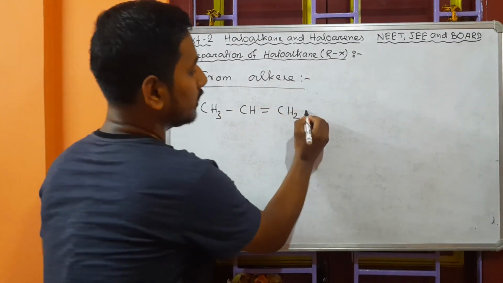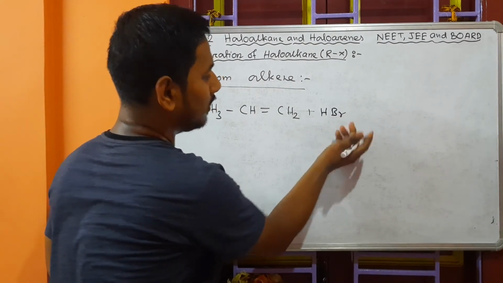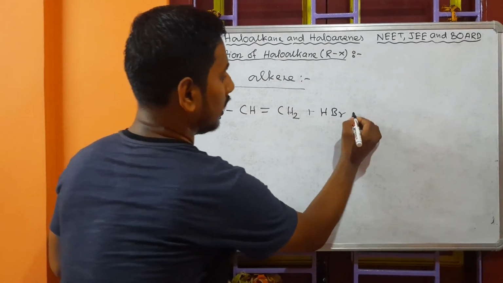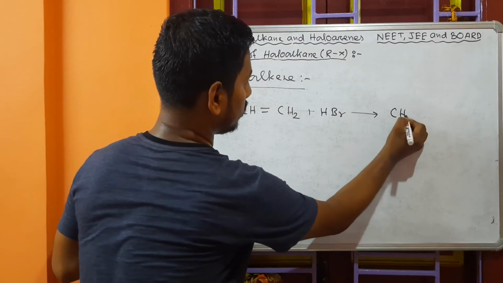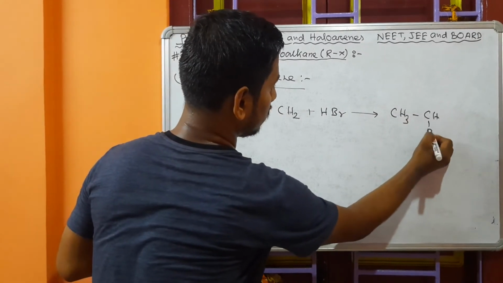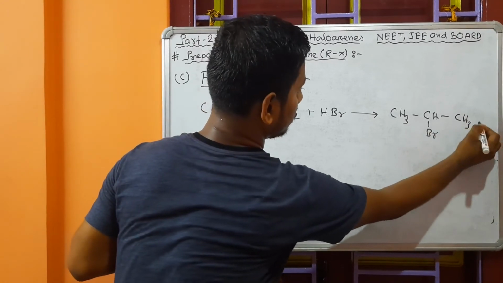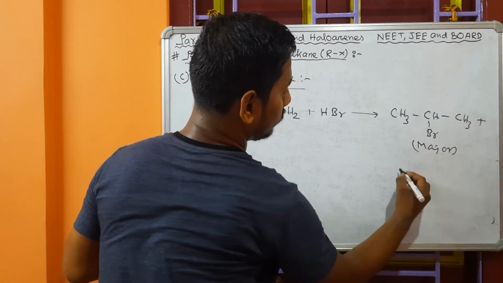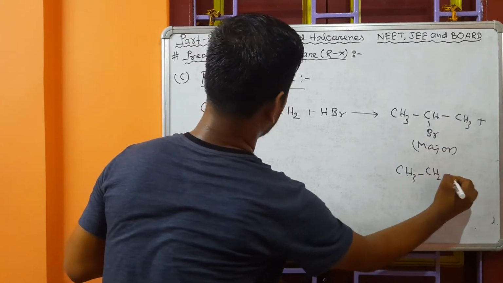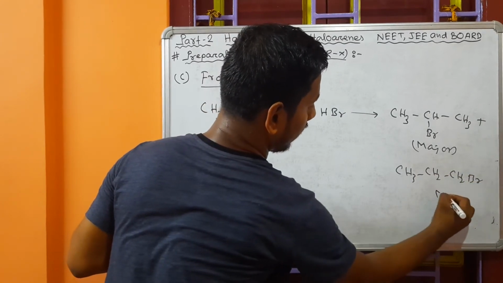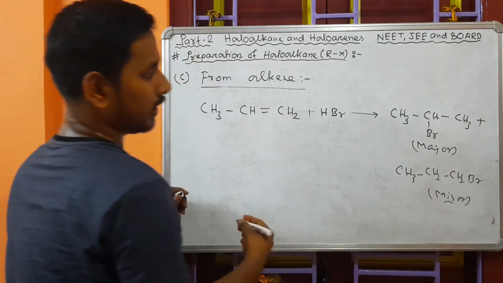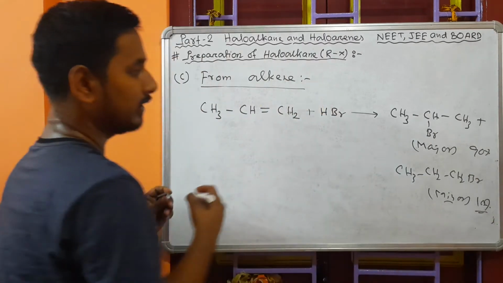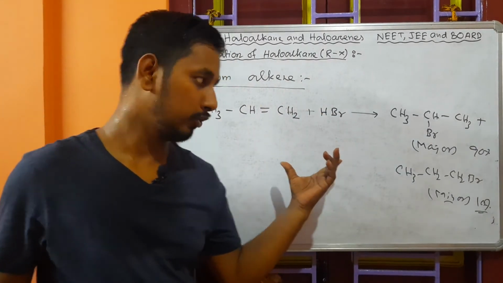So if you react this with HBr, or you can use HCl, you can use HI, though HBr is generally used, then you get CH3 CHBr CH3 as one product, which is the major one, and another product you get is CH3 CH2 CH2Br. This is the minor one. This product is near about 90% and this is 10%, and these two products are according to the Markovnikov rule.